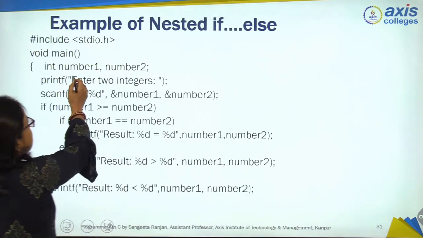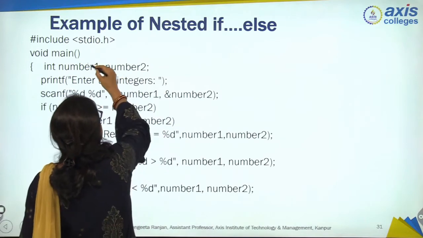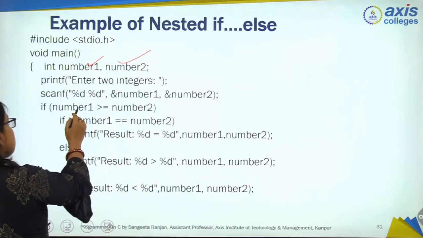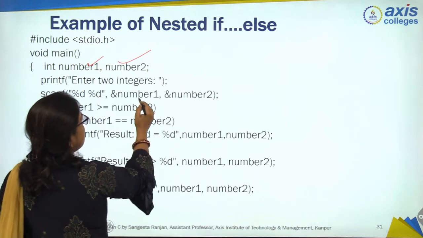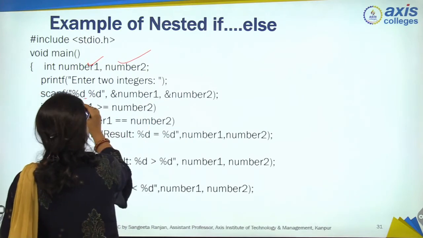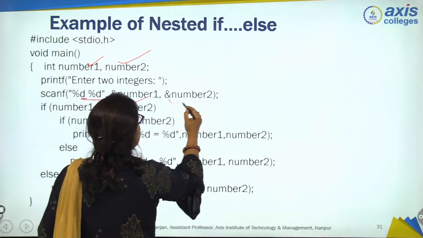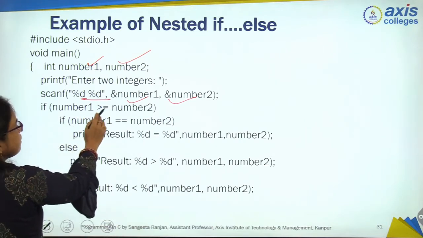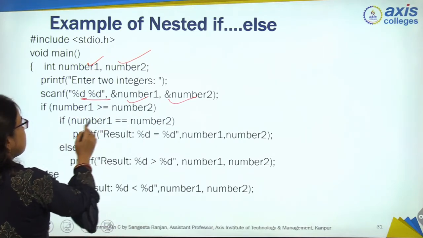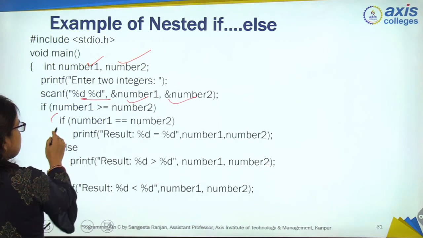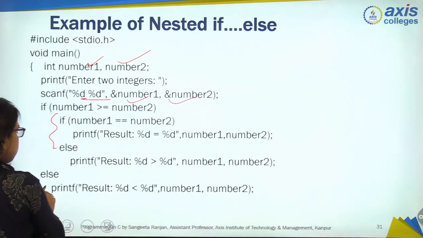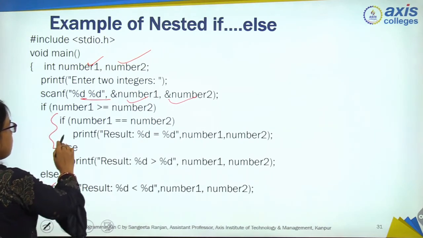Here I have again taken two numbers, number 1 and number 2. Here we enter the values of number 1 and number 2, scanf %d with ampersand number 1 and number 2. Now it will check if number 1 is greater than or equal to number 2, then it will execute this portion. If this condition is false, then it executes this portion.